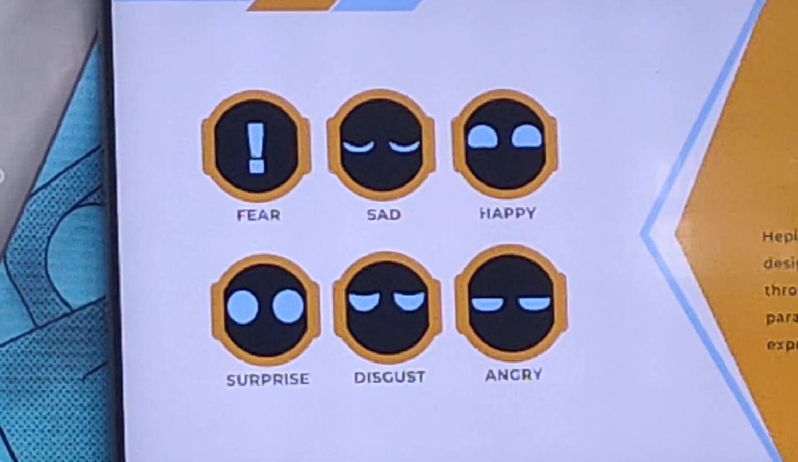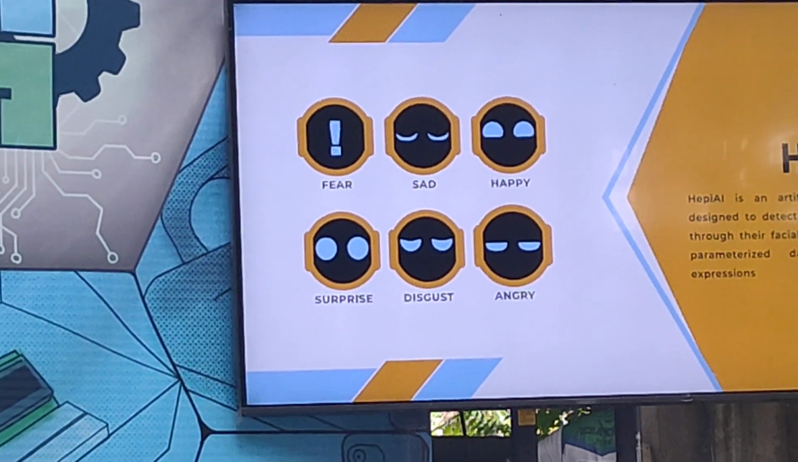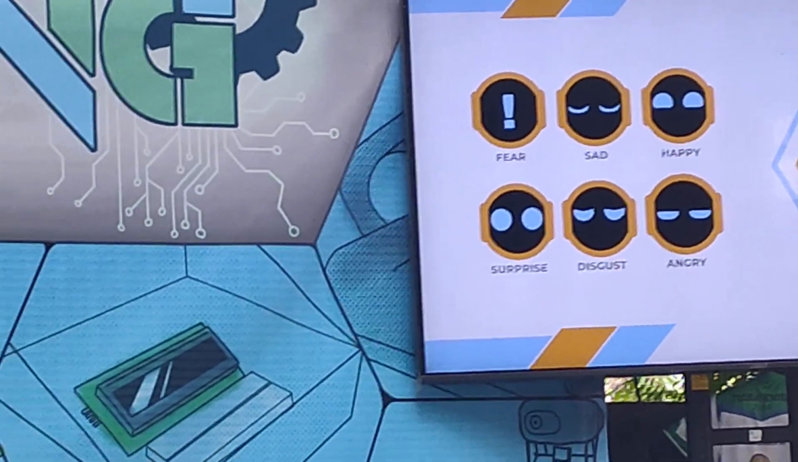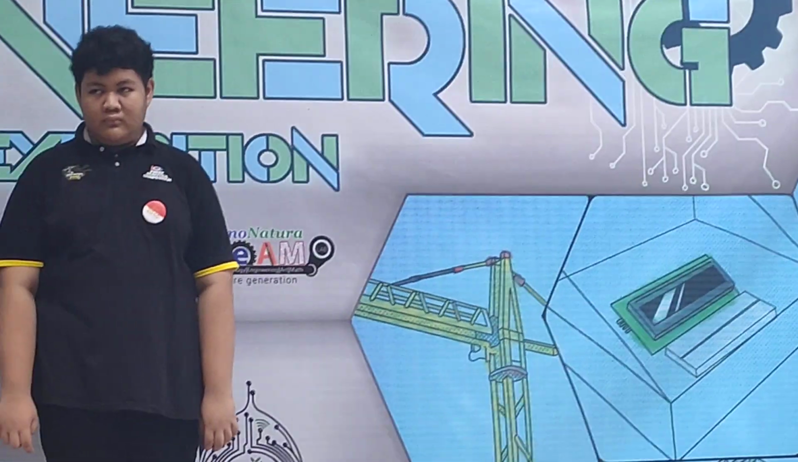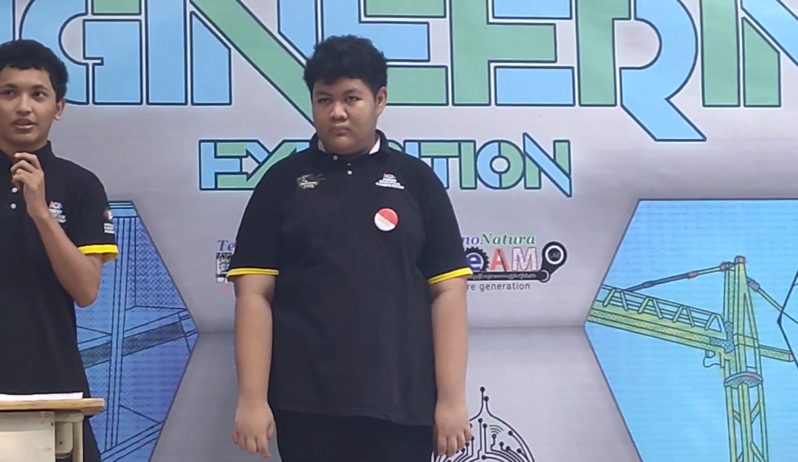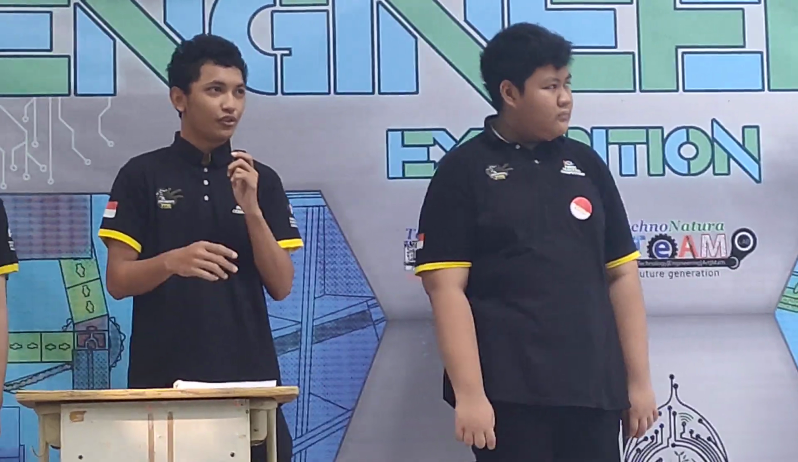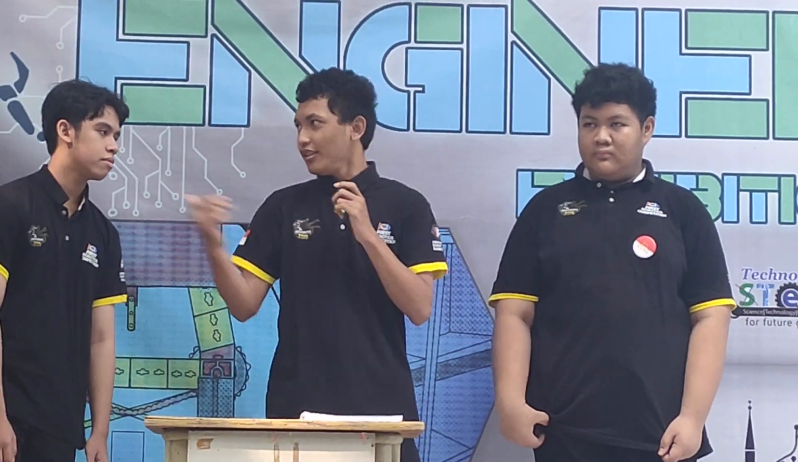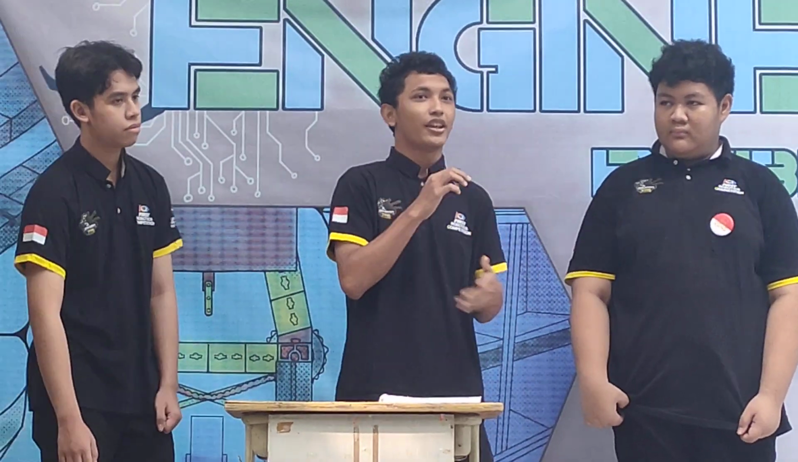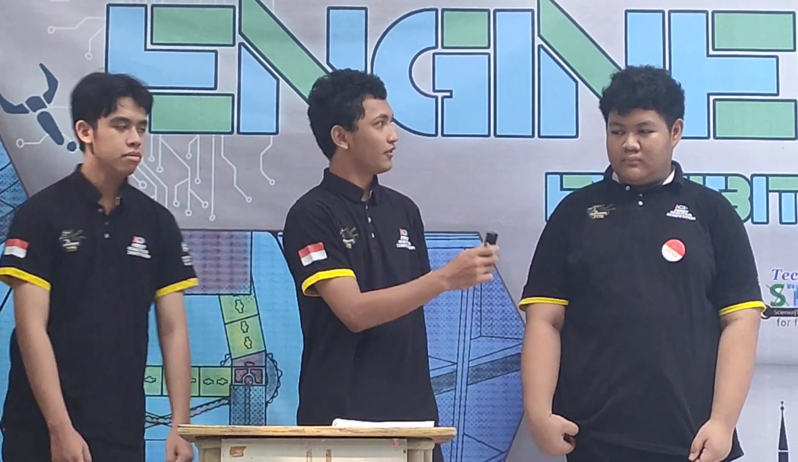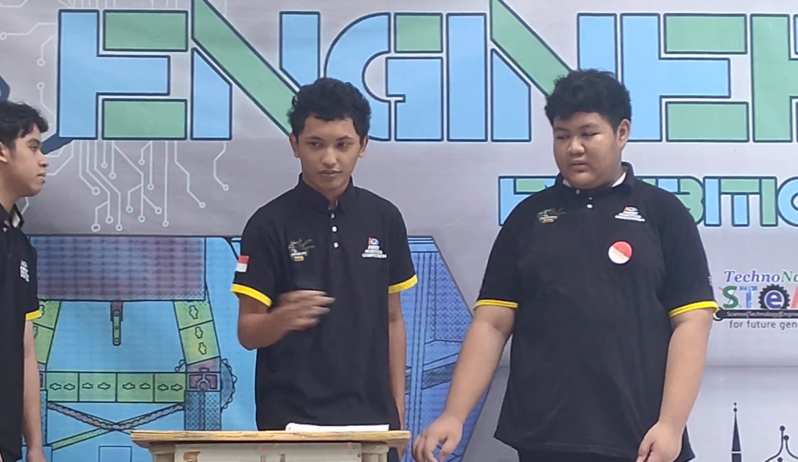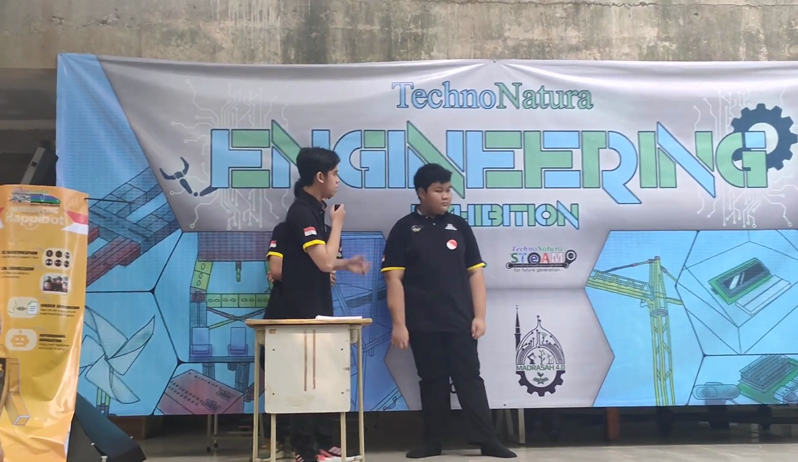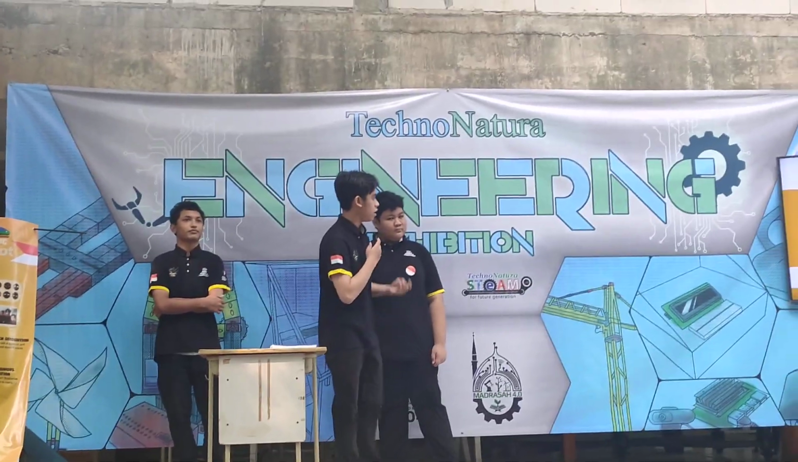So happibot is designed to detect human expression with the parameters of human emotions. So if you look angry like this or angry like this, it can detect your emotion. So a little bit deeper into the happibot.